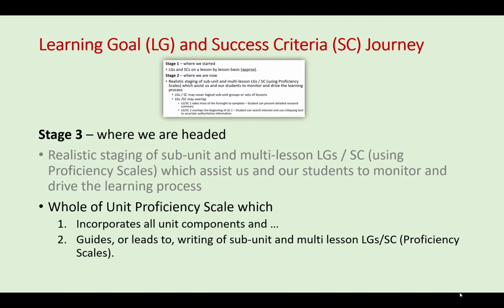we're really going to be looking at a whole of unit proficiency scale. And I'll show you what that looks like in a moment, just as an example, which then gets broken down into the bits that we're doing right now. So we're doing the bits that you naturally do for teaching a particular segment of a lesson or a section of a unit, which might be several lessons.